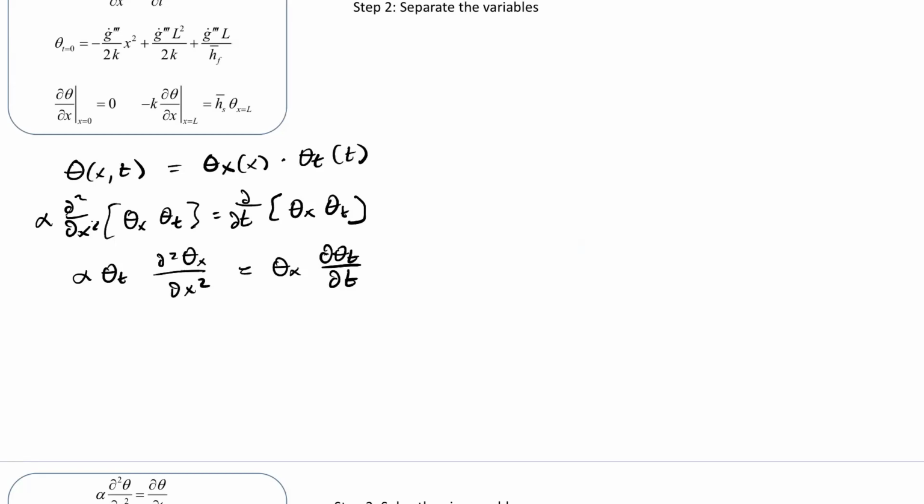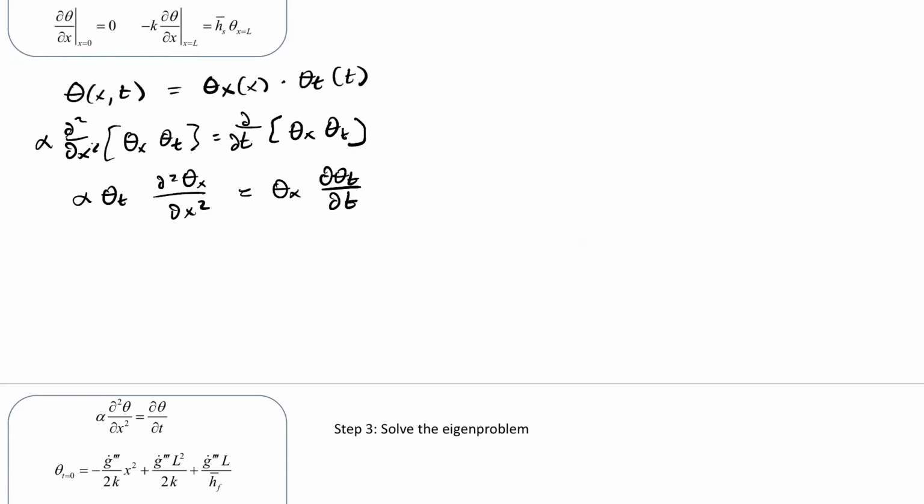Unlike the previous situation where we were able to pull stuff out and cancel it, we aren't able to do that quite yet. So now we just have to divide both sides, and we end up with our separated variables. If we do that, we end up with these ODEs. d squared theta x over dx squared over theta x is now equal to d theta t dt over alpha theta t.